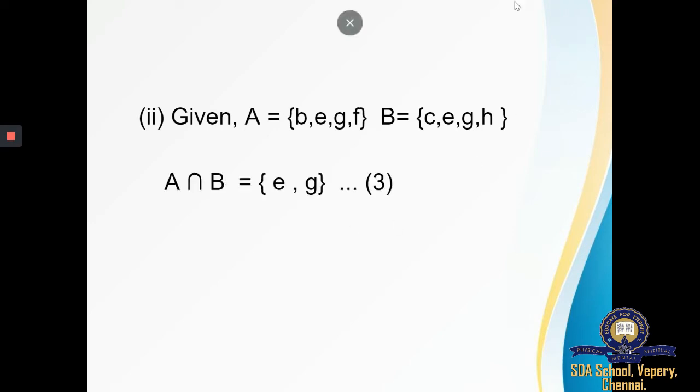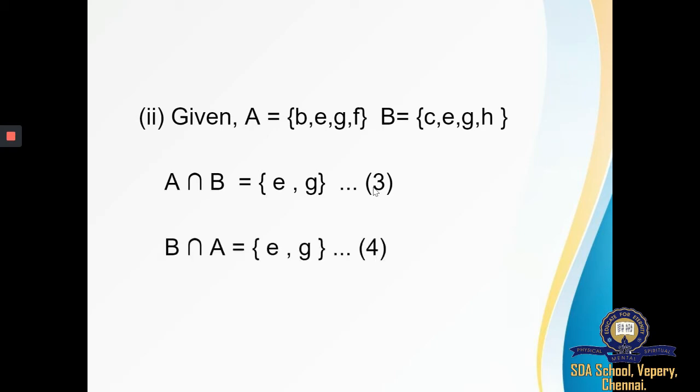So this is given to me. A and B, these are the two sets given to me. Now let me find the intersection of them. Intersection means the elements which are common between both the sets. So if you see carefully, you'll be able to see the only elements which are common between the set A and B are E and G, right? Let us mark this as equation 3.